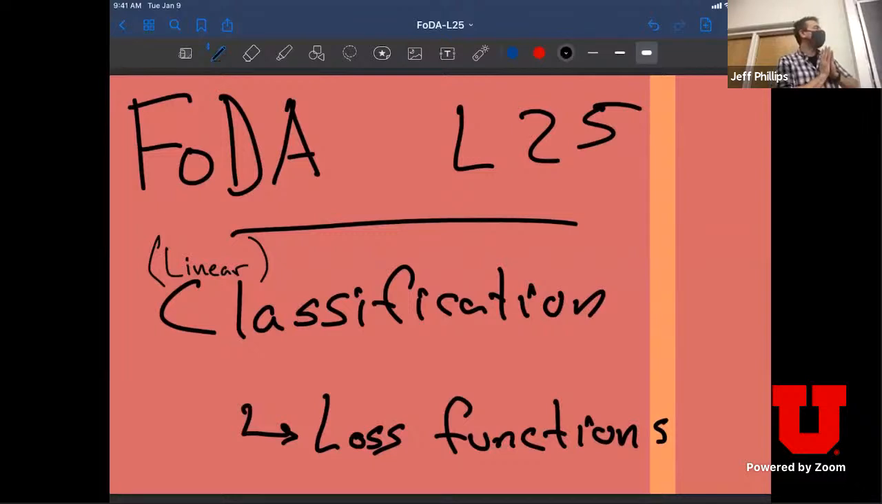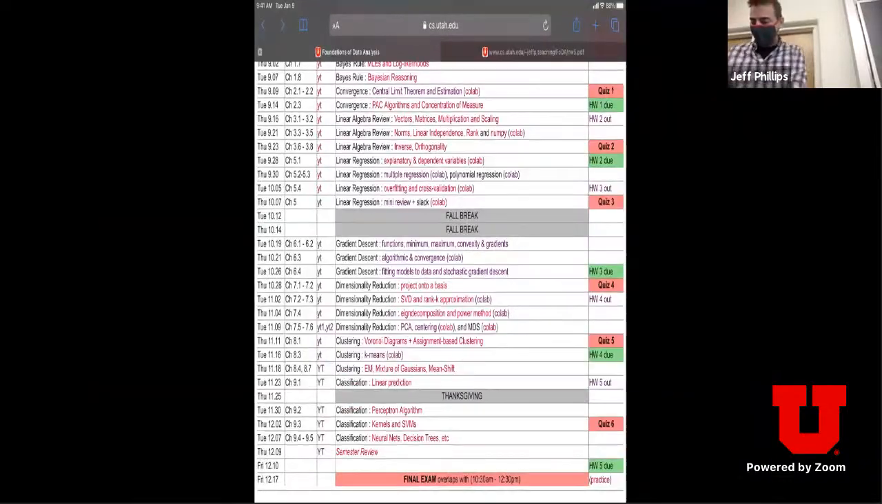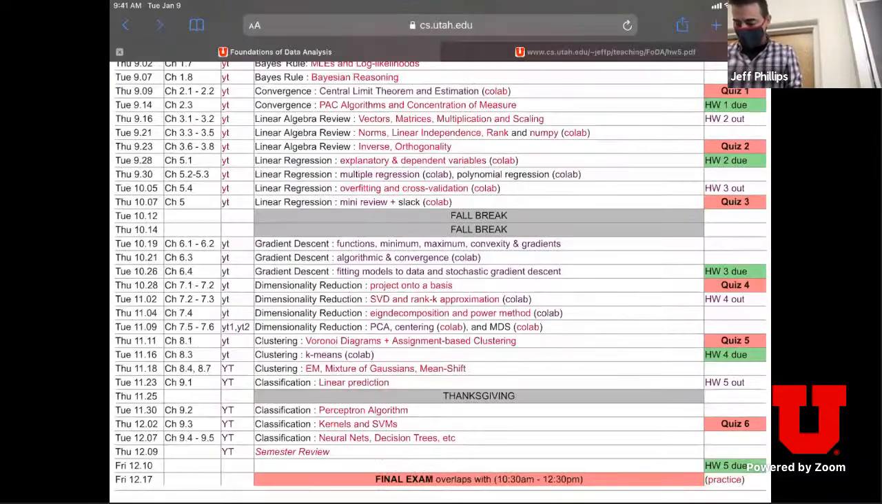In today's lecture, we're basically going to start with linear classification. We'll define the problem, and see how this is typically solved through gradient descent. And we'll talk about these loss functions, which is where the action is when thinking about linear classification. So that'll be today's lecture. A little look at the schedule.